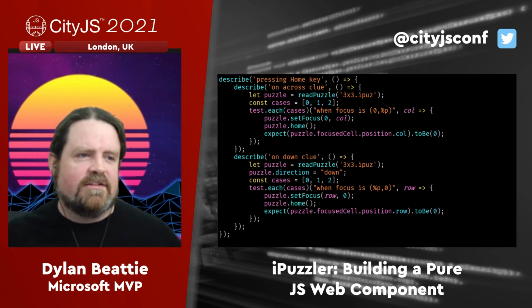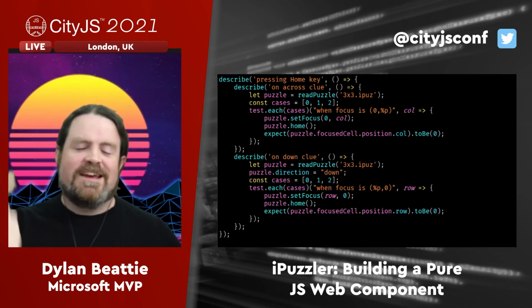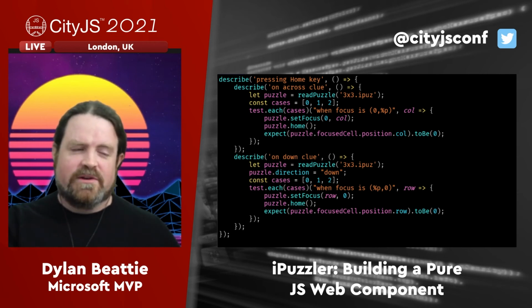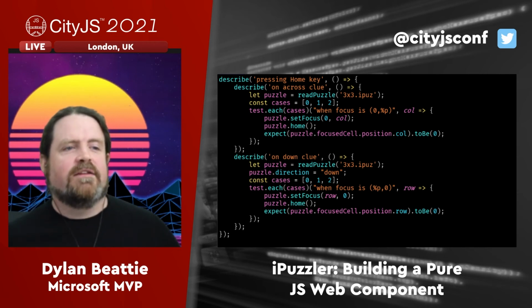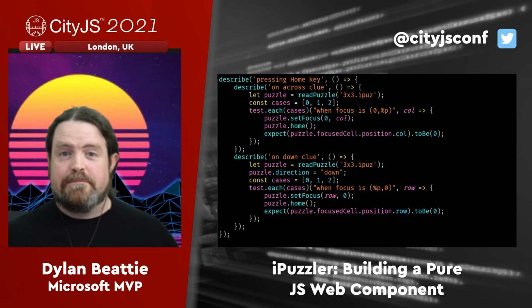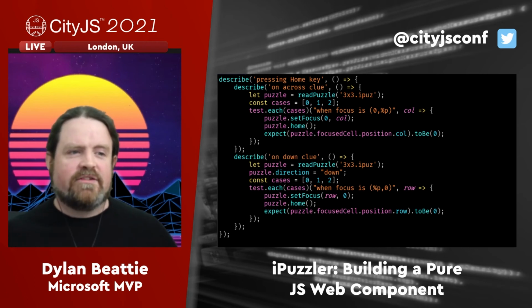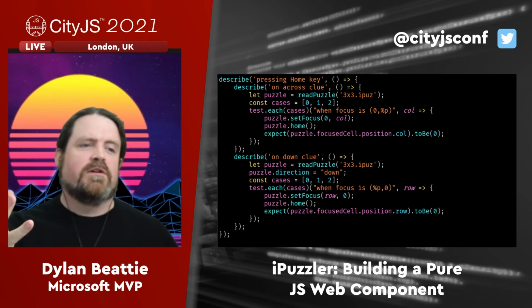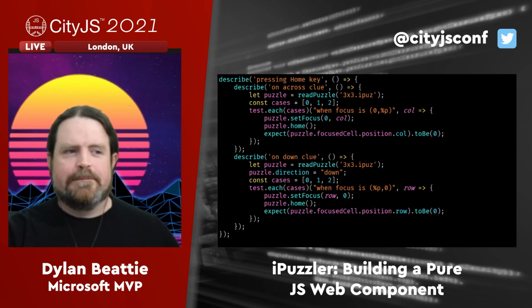So this test is saying, well, when we press the home key, so this is testing the puzzle. It's not testing the user interactions. We've got this thing in here that says, all right, set up a new puzzle. Here's a bunch of places where you can start. Set the focus, puzzle.setFocus, to that point in the puzzle and then call the puzzle.home method. Now that method's just called home because it's a good name for it.